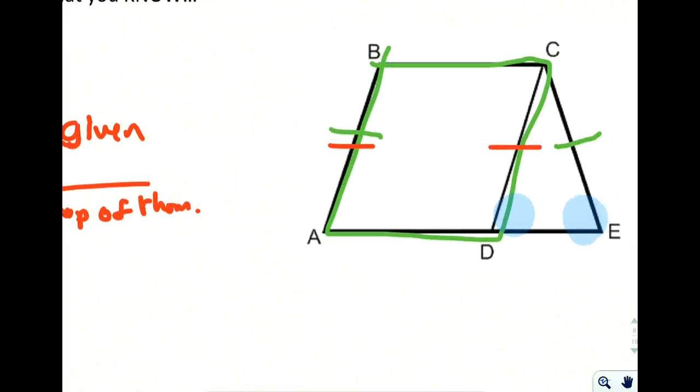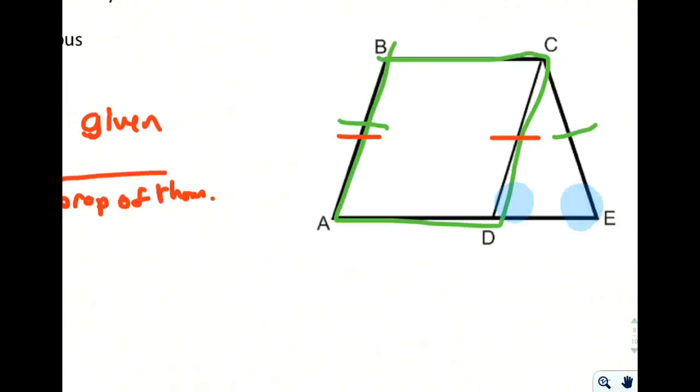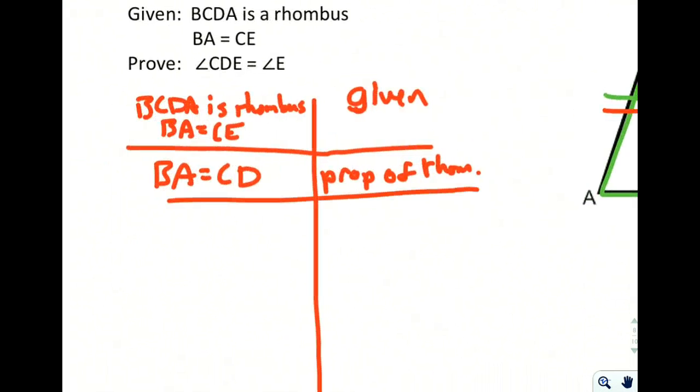So because I had a rhombus and I took something that I get from knowing a rhombus, then I can just declare it by property of rhombus. Now let's do that substitution step. So by substitution, I'm going to get the fact that, well, these are the same, so CE is going to equal CD.